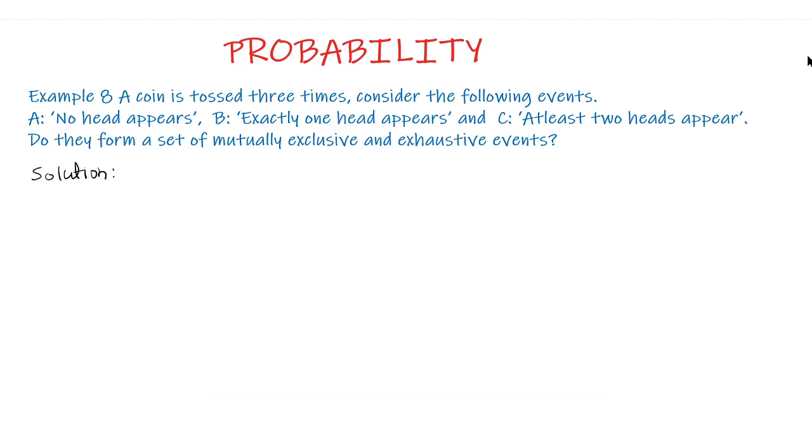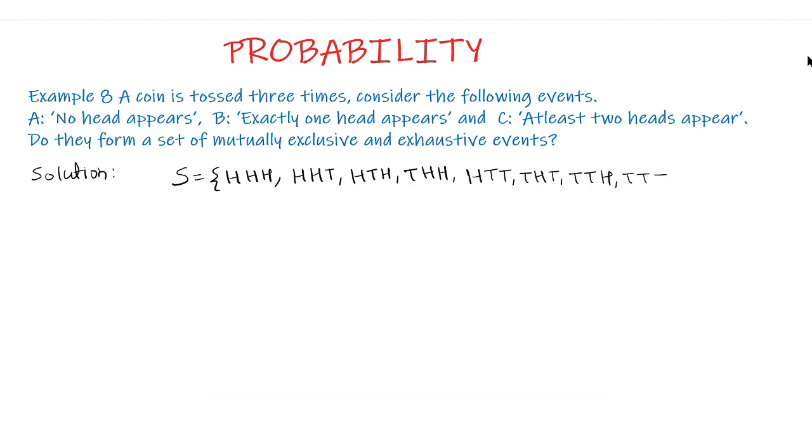If 3 coins are tossed, then we have the sample space like this: HHH, HHT, HTH, HTT, THH, THT, TTH, and TTT. So these are the 8 elements in our sample space. Now we find out the elements in the events asked in the question.